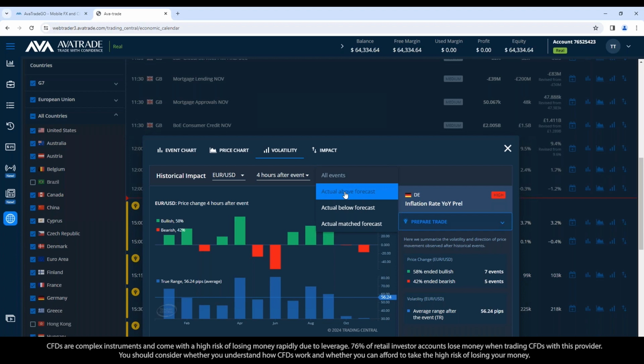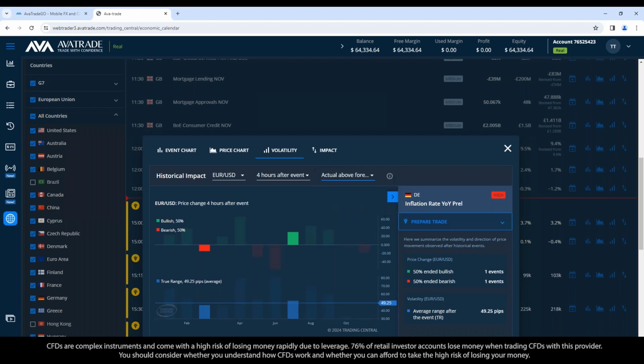So if the inflation rate came in above forecast in the past, no advantage. It's happened twice, not a lot of data points. It's only come in above forecast twice in the past year or so. And one time the market went up, one time it went down. That's not data I would be interested in trading on. So then we can look, well, what if it came in below forecast?